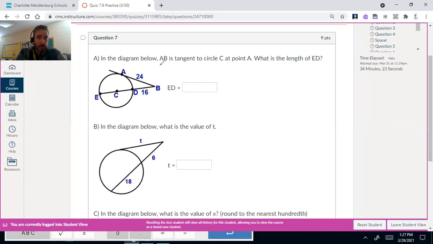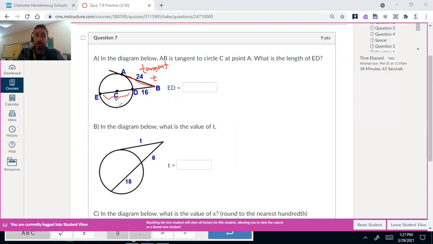So let's look at question 7, A, B, and C. Question 7A. In the diagram below, AB is a secant, or is tangent to circle C at point A. So that's your tangent. We'll call that T. What is the length of ED? So I want to know ED.